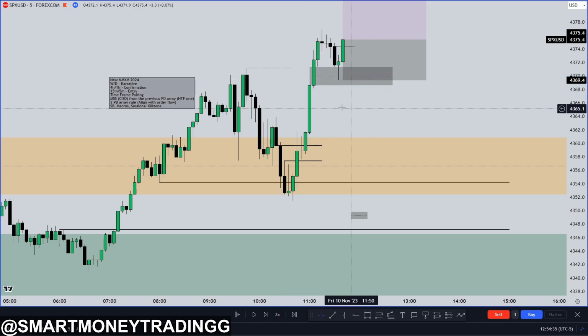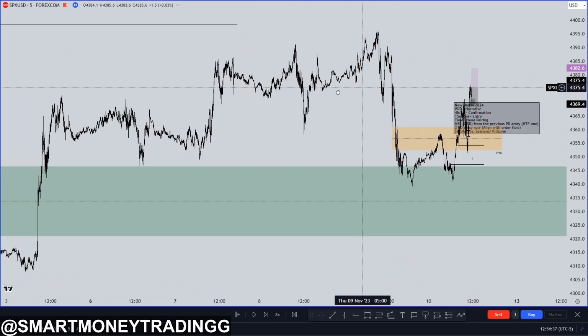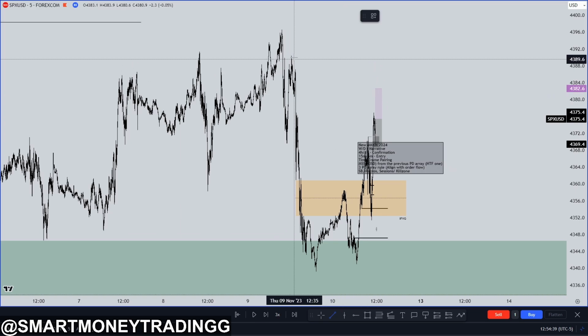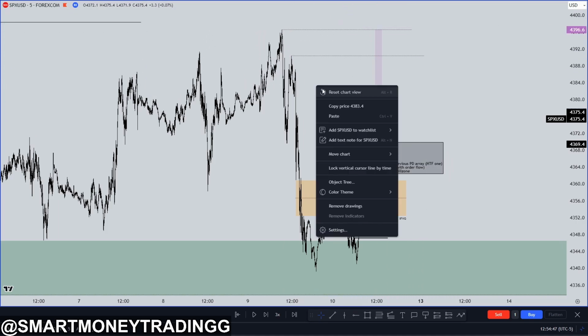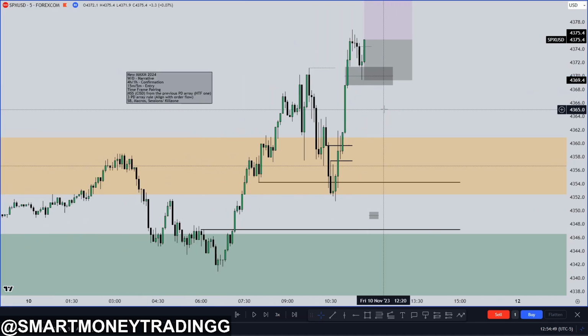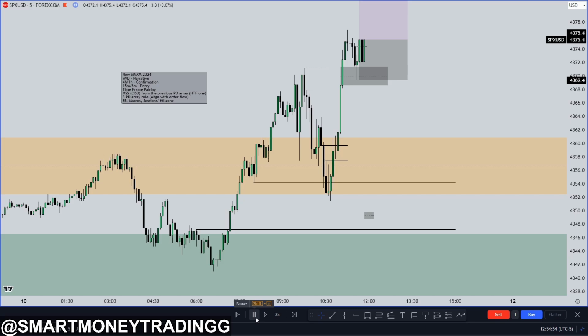To me, it seems like we're just bound to go all the way up. And then eventually I would target some buy side liquidity like this high up here, and then eventually this high up here. Pretty simple and sweet. I just can't see us going back down anymore since we already redelivered into that area multiple times. I'll take the trade, and then eventually I'll just let it run.